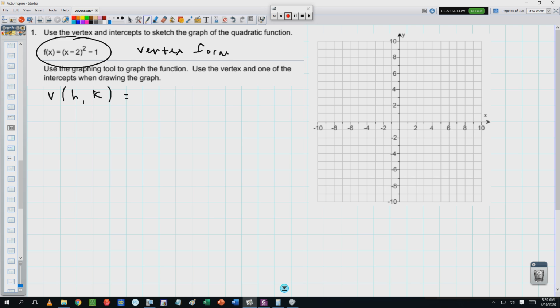So your vertex here is going to be a positive 2. Remember, opposite of what you see. And the negative 1 on the end, exactly what you see. So if we were to plot that, we'd have positive 2, negative 1 right there. This being an x squared parabola, it's going to look like this, and it will look like this because we have a positive a value here. If you have a negative a value, flip the parabola over. Down the center of this parabola, you're going to have a line of symmetry.